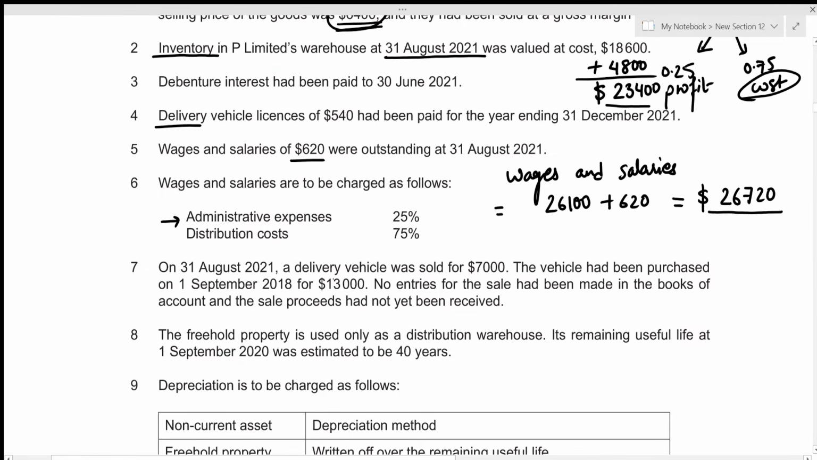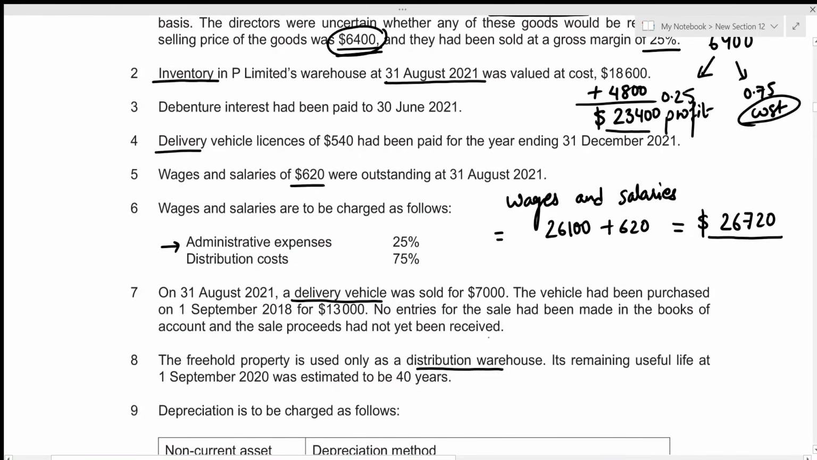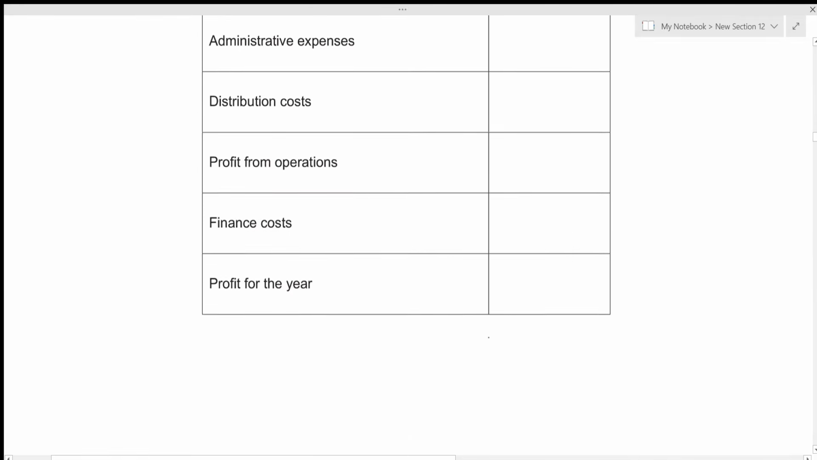Then we again have information relating to delivery vehicles, so that falls under the distribution cost. We have freehold property, which was used only as a distribution warehouse. Again, this comes under distribution cost. And the depreciation for these assets, obviously if the assets are utilized in the distribution warehouse, then the depreciation must be charged to our distribution cost as well, which means that administrative expenses only record those two items. The first one was the amount of 35,180 given in our table above, and the second one is the 25% of wages and salaries amounting to 26,720. So let's write that down under our working section.